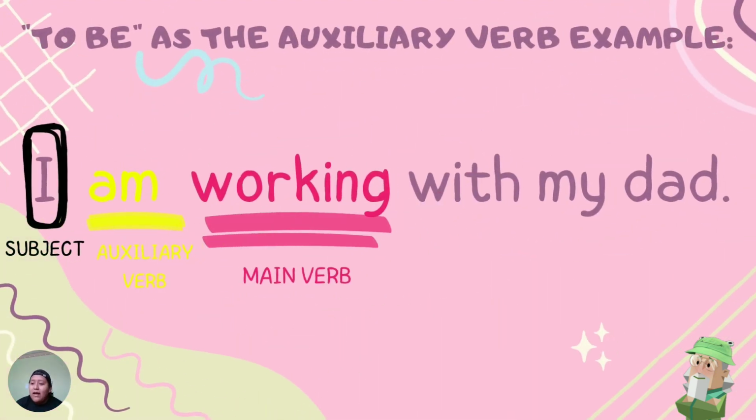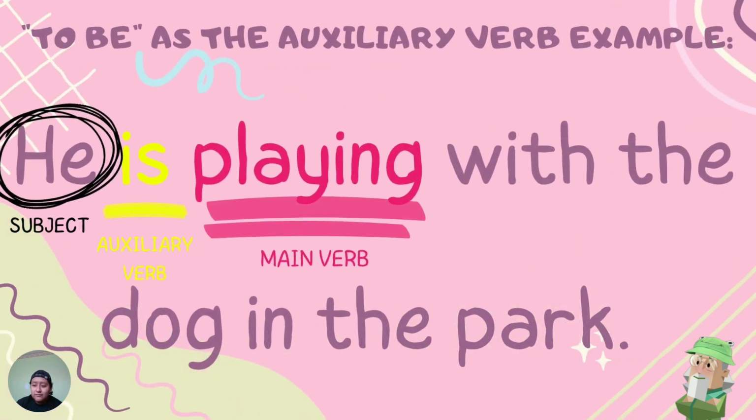For example, I am working with my dad. This sentence is in present continuous. The main verb is working, and the auxiliary verb is am. He is playing with the dog in the park. The sentence is in present continuous. The main verb is playing, and the auxiliary verb is is.